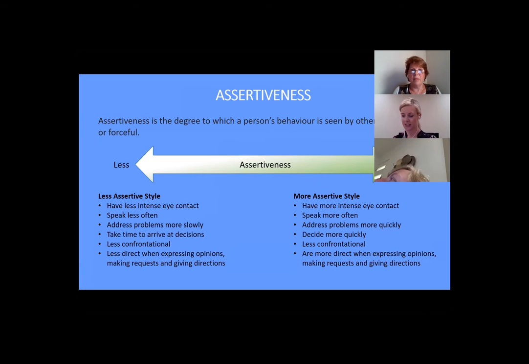Okay, so the first line is the line of assertiveness. So assertiveness is the degree to which a person's behaviour is seen by others as direct or forceful. So down the left-hand side of the arrow, you're less assertive, and to the right-hand side, we've got more assertive. Now, there's a couple of characteristics under each end. So the less assertive style, you would tend to have less intense eye contact, you'd speak less often, perhaps less confrontational. And then you've got on the more assertive end of the scale, you have more intense eye contact, you'll speak more often, decide more quickly.